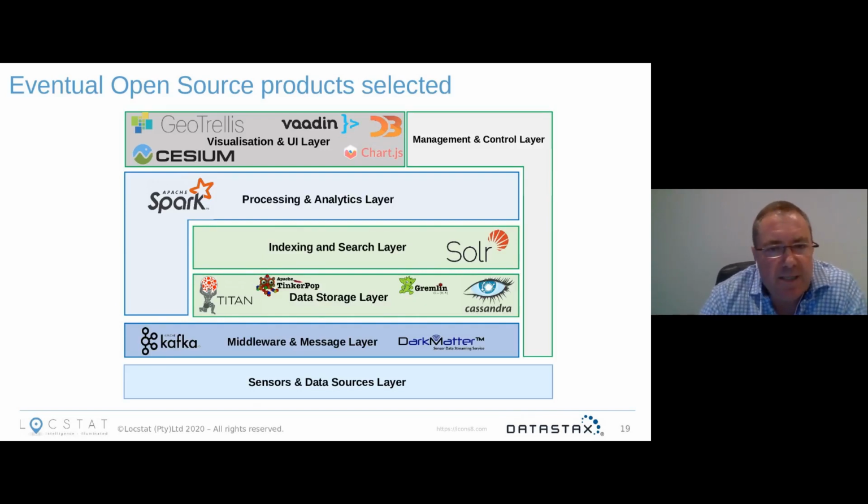So the eventual products that we selected was obviously Kafka as a middleware component, writing into our data storage layer, where we're going to use Titan, obviously with Tinkerpop and Gremlin as a graph processing framework, with Solr indexing on top of that. And then Spark as a computation engine, feeding into GeoTrellis and Cesium, which are then layered in a Vaadin background where we used D3 and Chart.js as the charting or dashboarding components. So it's a very powerful link between geospatial and dashboard environments to give 2D and 3D visualizations in that space.